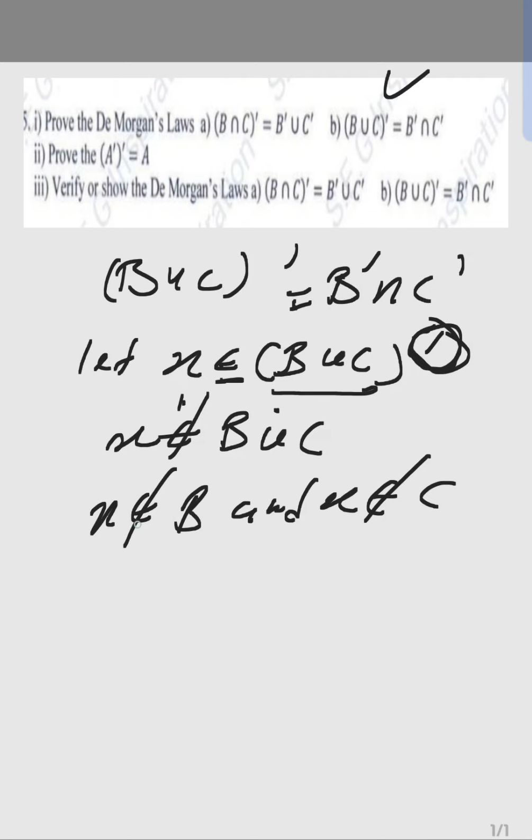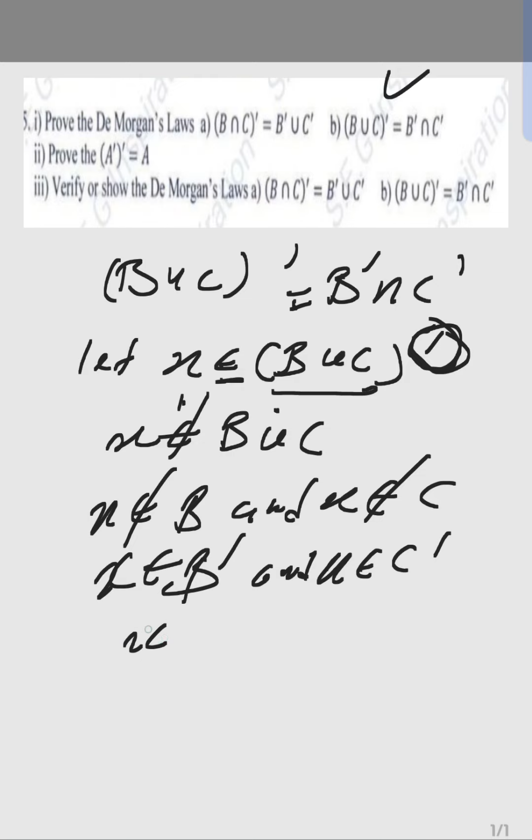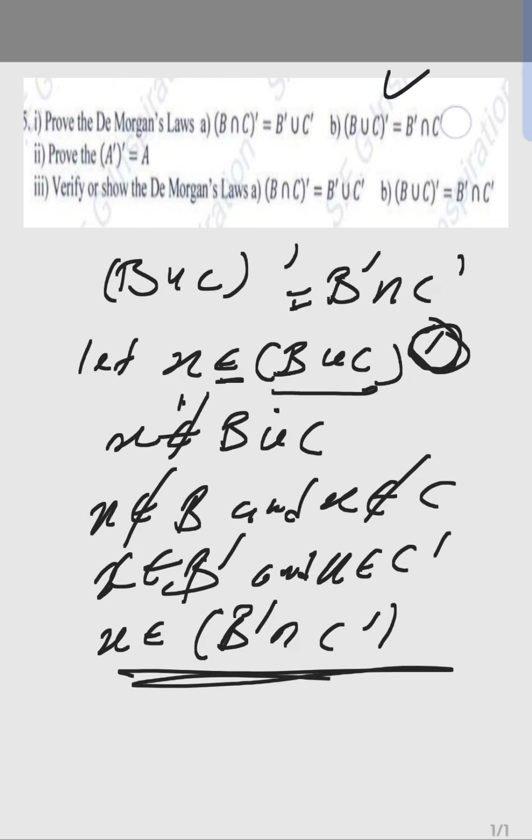So how do you go further here? If x is not a member of B, it means x is a member of B complement. Maintain the sign, and x is a member of C complement. All right. Now, if x is in B complement and x is in C complement, it means x is part of the what? Of their intersection, isn't it? It's part of the intersection of the two sets. Okay, you have solved there. You have proved that, right?